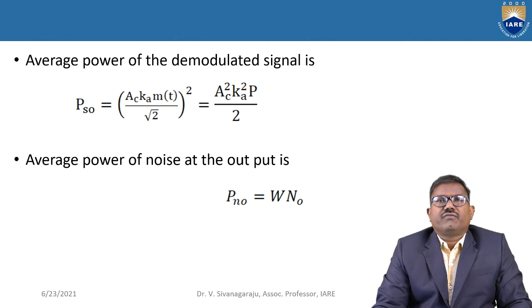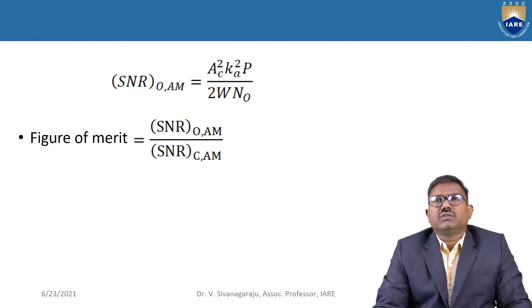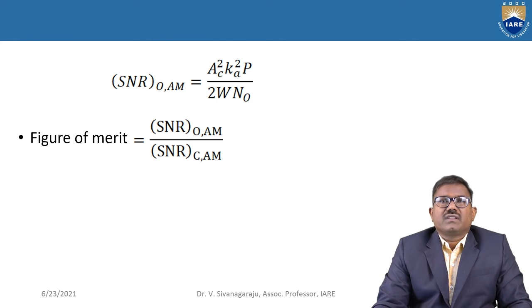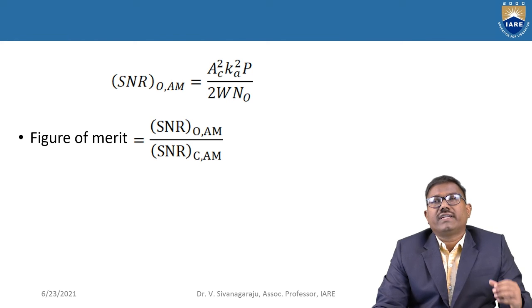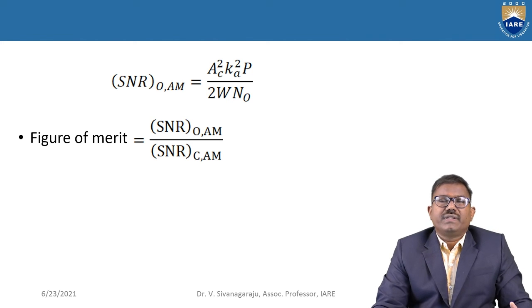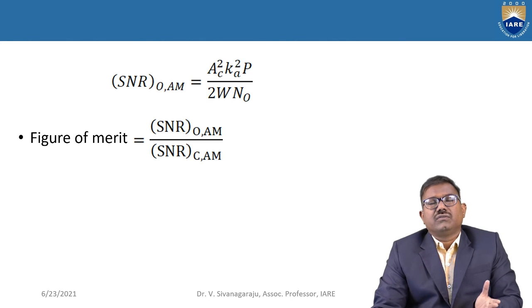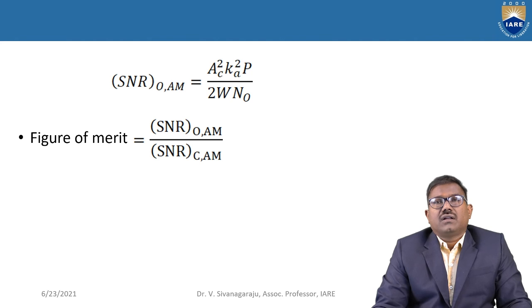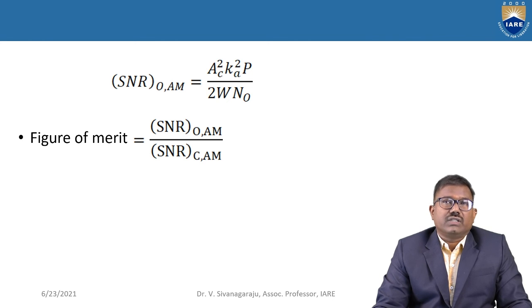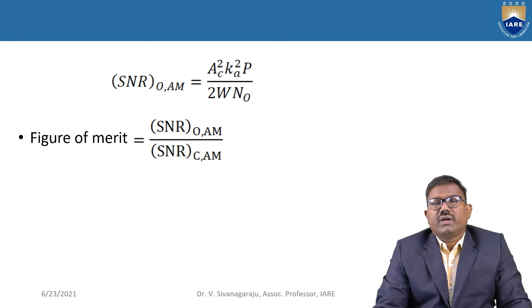So finally, the figure of merit is equal to AC square Ka square P divided by 2 W N naught. That means signal to noise ratio at the output in AM system. That means the demodulated output taken. Output means at the end, so at the end means you take out from the demodulator. So SNR output, signal to noise ratio output in AM system, is equal to AC square Ka square P divided by 2. That is nothing but our signal, in ratio with the noise W N naught.